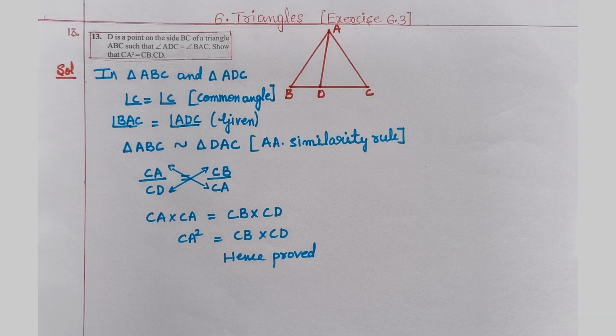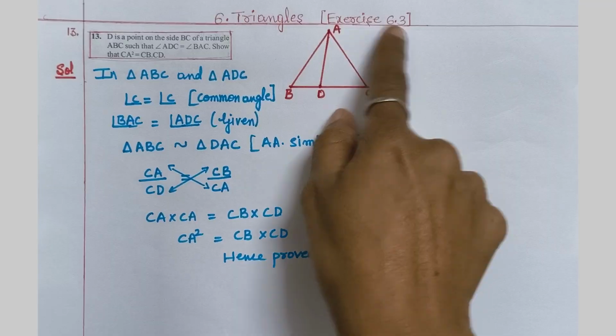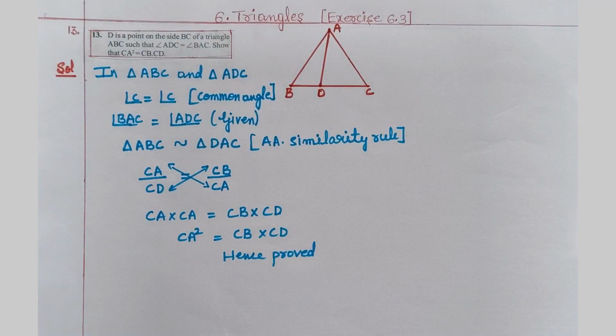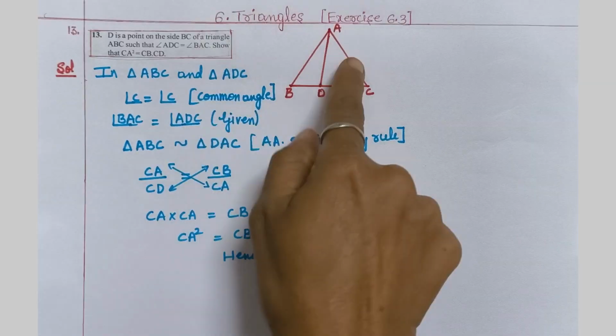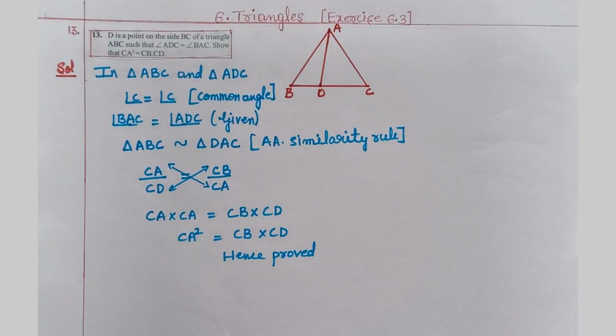Let's start our class. Today we will do class 10, 6th lesson, triangles, exercise 6.3, 13th question. This is a very easy question. Carefully listen. See here, the diagram is not given. We will read the question, understand it, and draw the diagram.